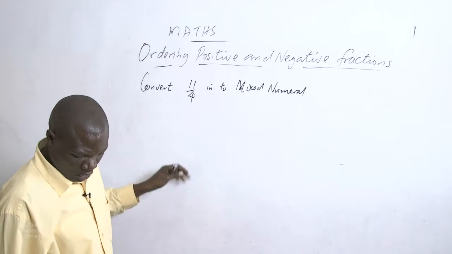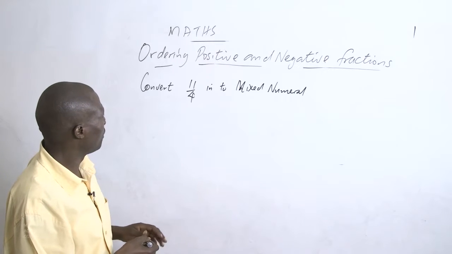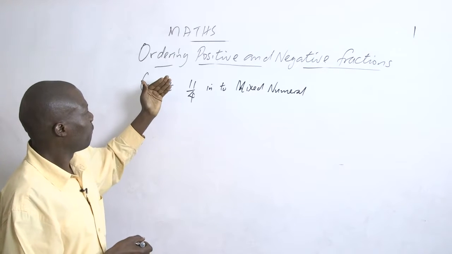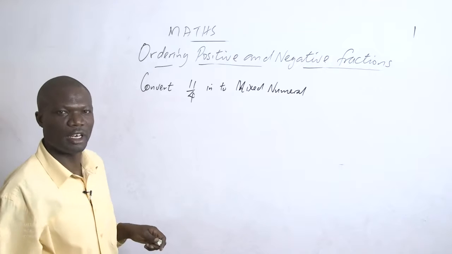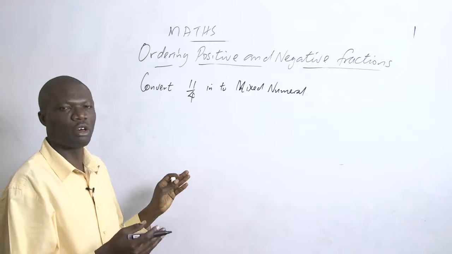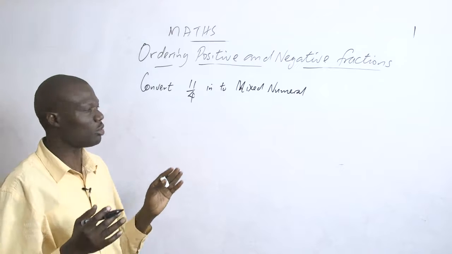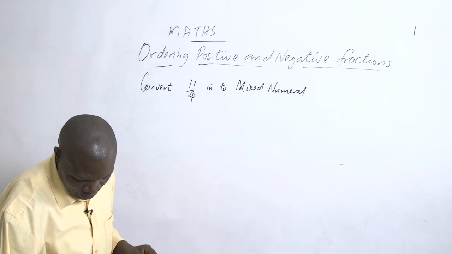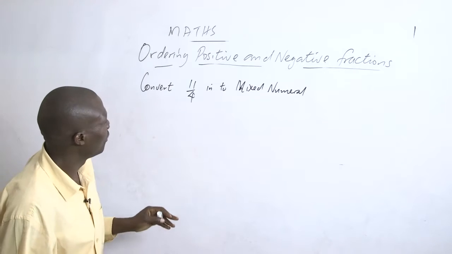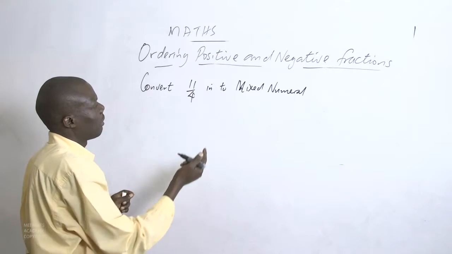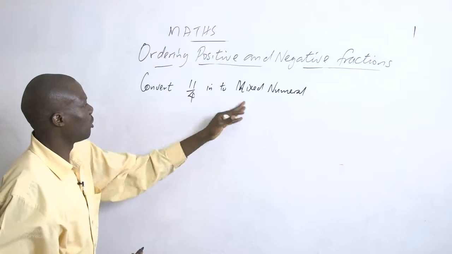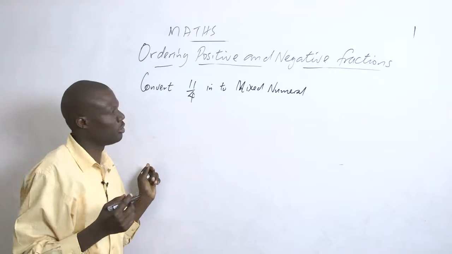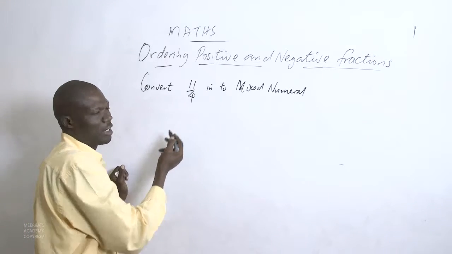Now, as we saw earlier on, for us to get an improper fraction, we need to have converted a mixed numeral. This time we want to use a mixed numeral, improper fraction to go and get a complete mixed numeral. Now, for us here, the denominator we have is 4.